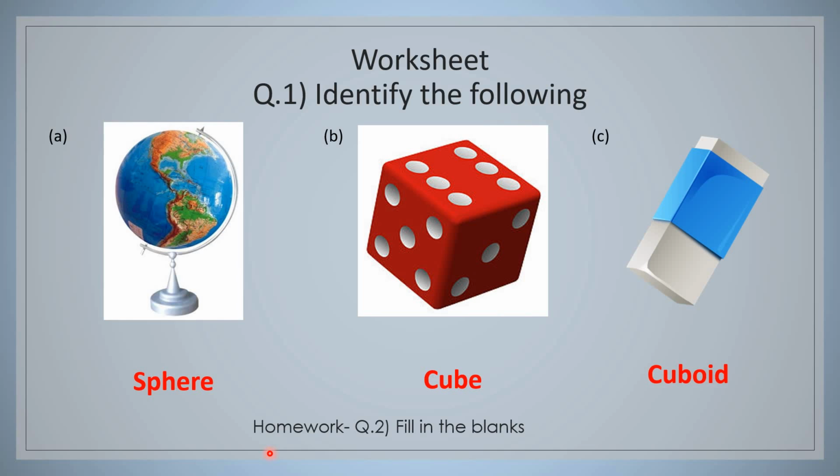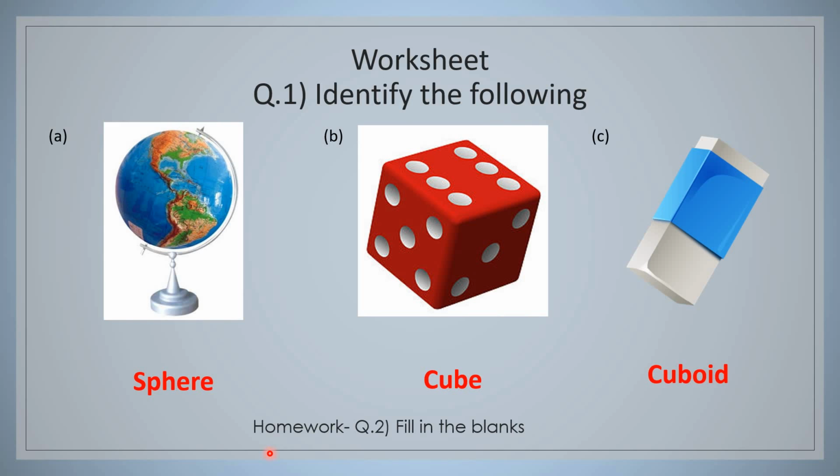So therefore the cuboid is a solid shape of a rectangle, a cube is a solid shape of a square, and a sphere is a solid shape of a circle. So you have understood how to identify the solids that are given in the pictures. Now moving to the second question, that is for homework.